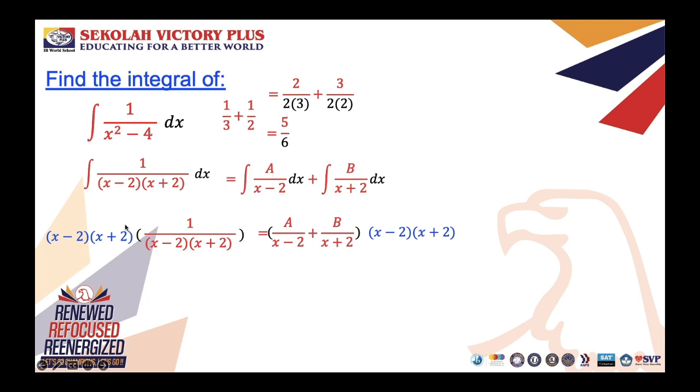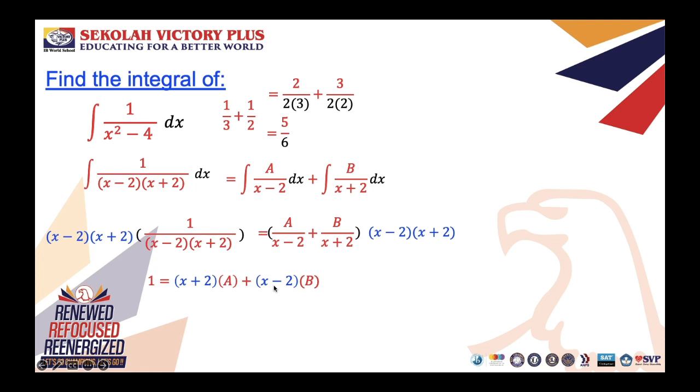So if you multiply both sides by the LCD, all of these will be cancelled, therefore this becomes 1. And then for the first partial fraction, x minus 2 will be cancelled, therefore A will be multiplied to the remaining factor, x plus 2. Similar reasoning for the second partial fraction, x plus 2 will be cancelled, therefore B will be multiplied to the remaining factor, x minus 2.